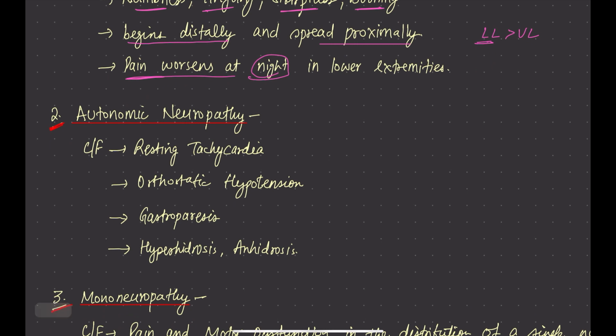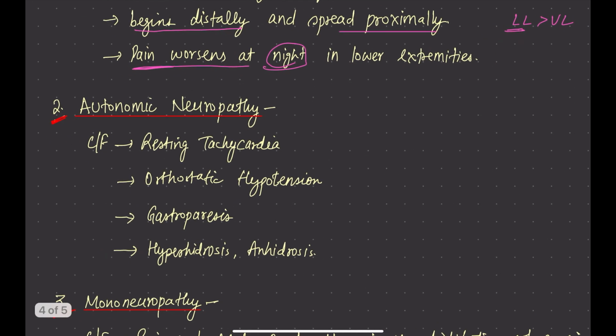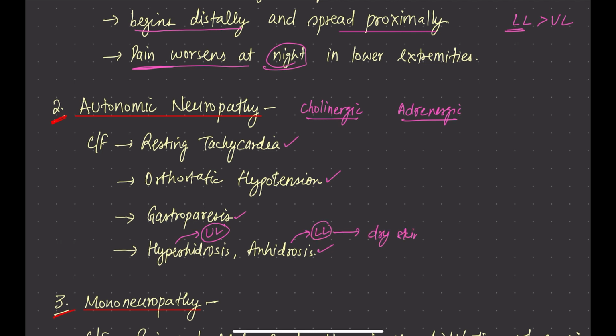The second type of neuropathy that occurs is autonomic neuropathy. It means the autonomic nervous system is involved. Either cholinergic symptoms or adrenergic symptoms will be seen. We will see resting tachycardia, orthostatic hypotension, gastroparesis, hyperhidrosis or anhidrosis. It is usually said that hyperhidrosis occurs in the upper limbs and anhidrosis in the lower limbs, which will lead to dry skin of the feet, which will make the patient prone to the development of ulcers.